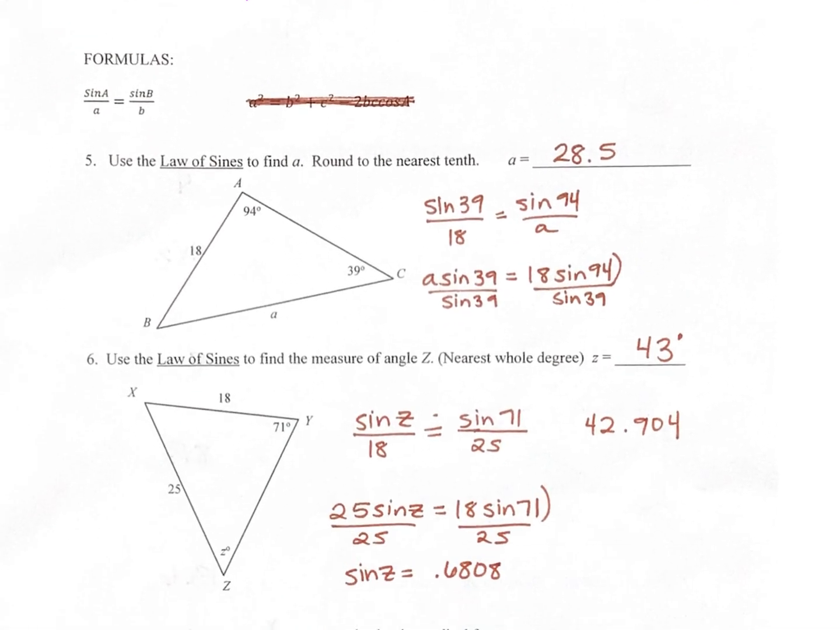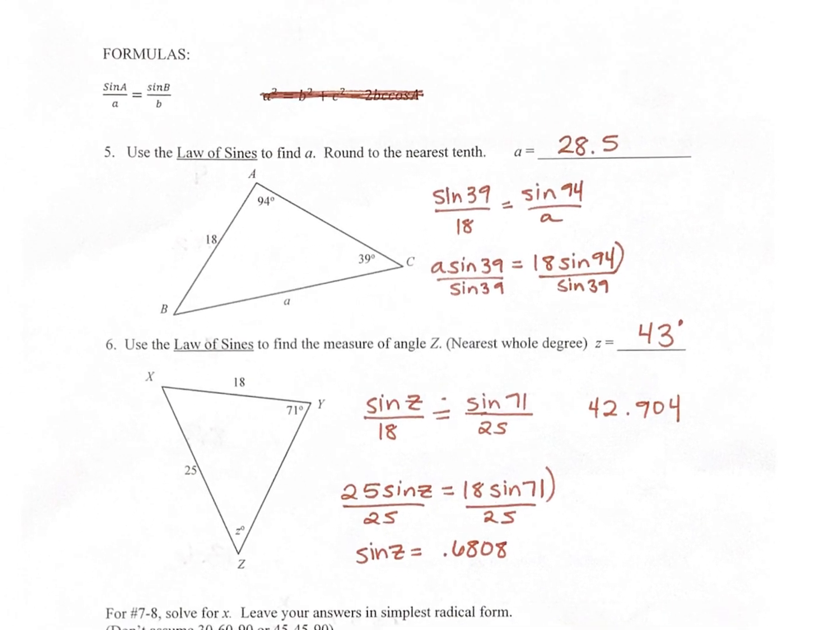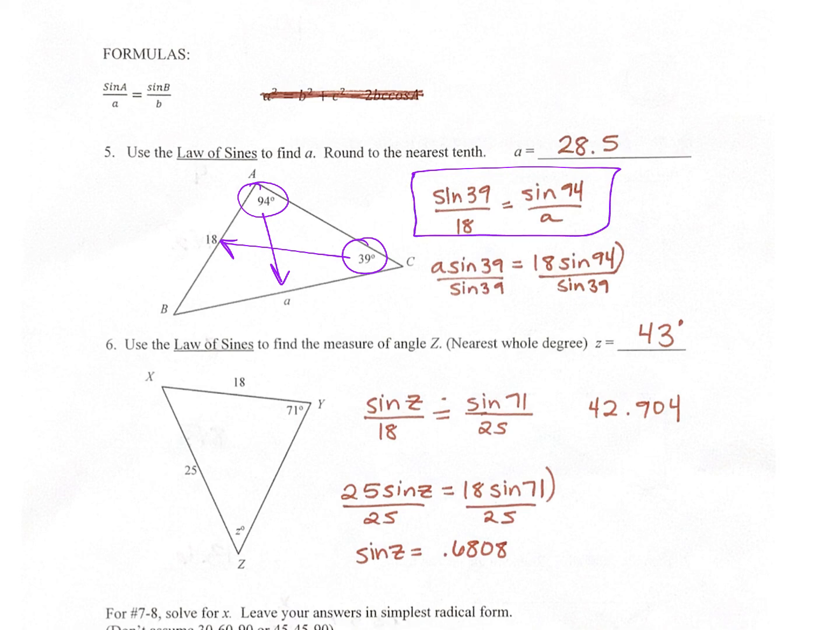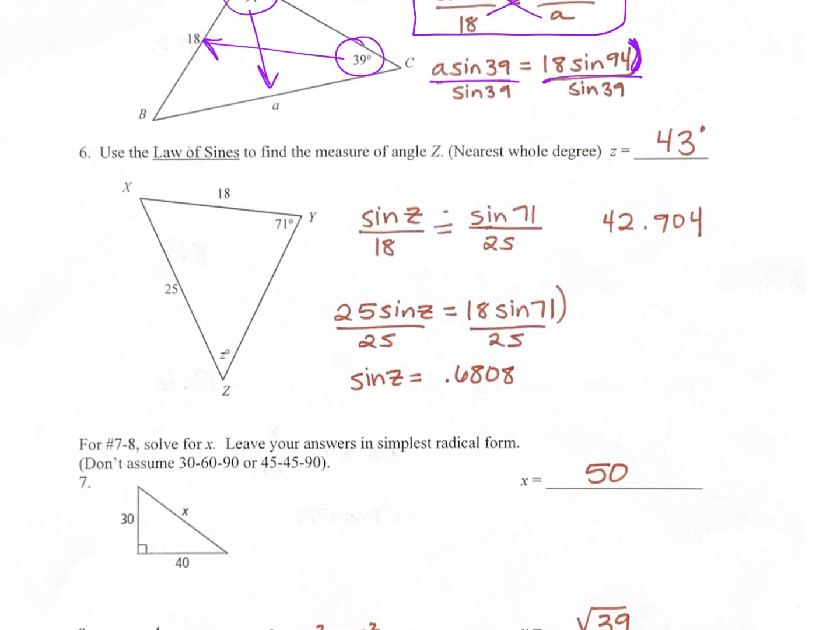5 and 6 were both law of sines, and you have from the angle, the side across from it, from the angle, the side across from it, right? A lot of you got to this point, but then just didn't solve it right. That's what I was talking about on the practice quiz a few minutes ago, right? Make sure you're cross multiplying. Put this parenthesis in, so you're going to divide by sine 39 on both sides. 18 sine 94 parenthesis divided by sine 39. And that's 28.5.